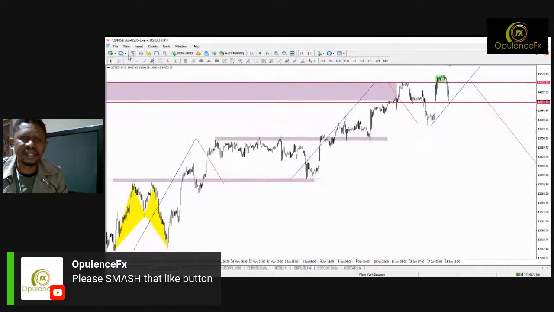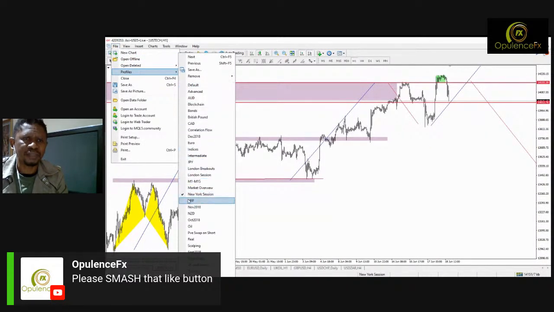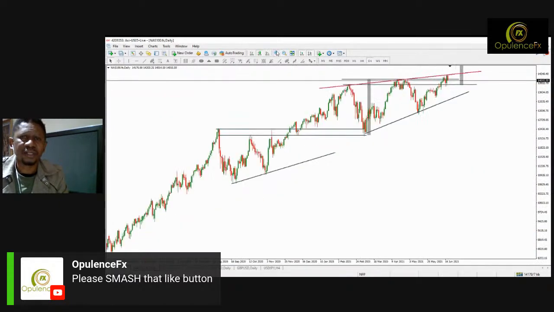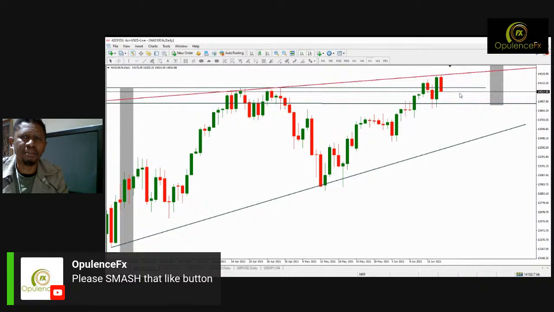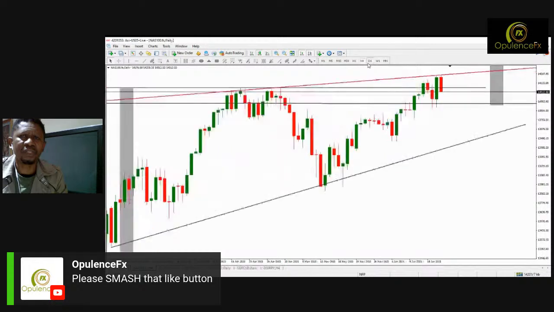The Nasdaq is now bowing to the pressure put on it by the USD ZAR. There it is. It's letting go. It has been holding, waiting for some buyers.